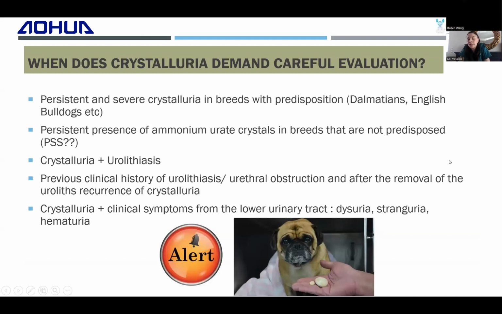Okay, so we said that crystalluria has to be interpreted under a very, very cautious magnifying lens. We might have crystalluria in dogs that do not have urolithiasis and that will not proceed into forming uroliths. We might have uroliths without crystalluria. We might have fake crystalluria. So if I find crystals, when is this an alert? When does crystalluria actually demand a careful evaluation?